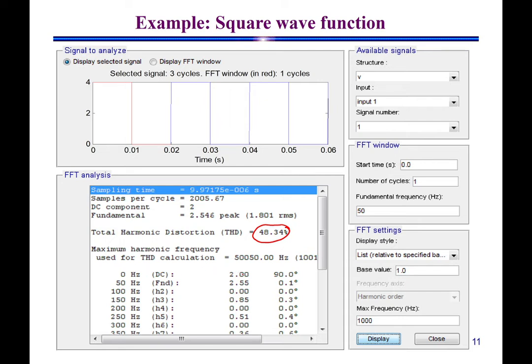So DC will have a value of 2, the fundamental, or first harmonic, 2.5, second harmonic will be 0, third harmonic will be 0.84. So it has no even component. The even components for this function are 0.